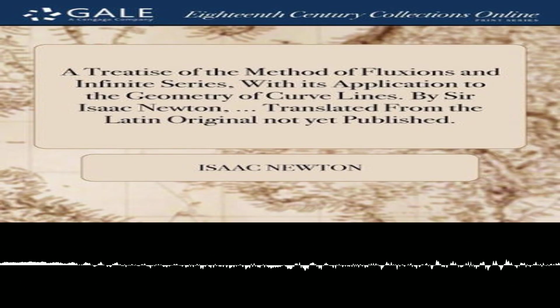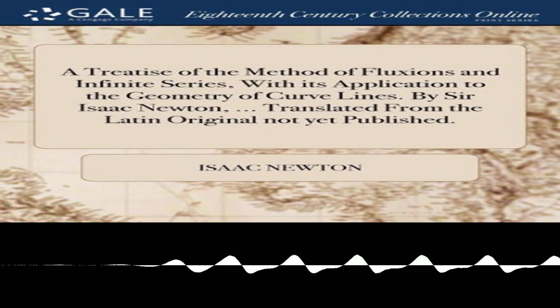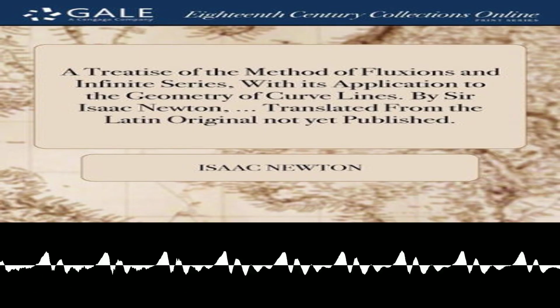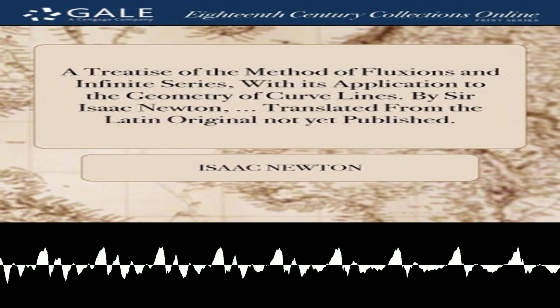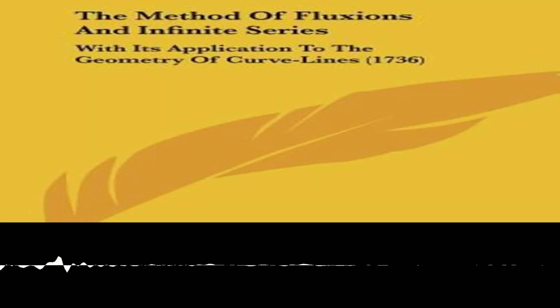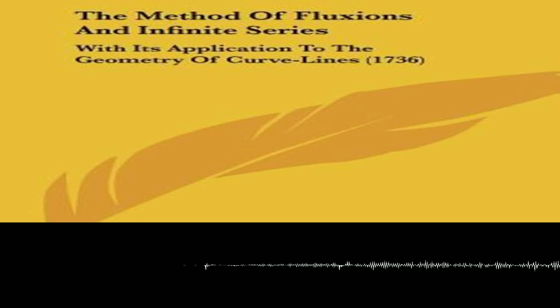The delay in the formal publication of the method of fluxions until 1704 had significant implications. By that time, Leibniz's calculus was already well established and widely used. The delayed publication contributed to the priority dispute between Newton and Leibniz, and it slowed the adoption of Newton's methods outside of Britain. Had Newton published his work earlier, the history of calculus might have unfolded quite differently.